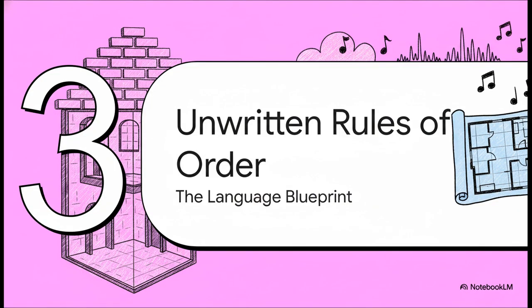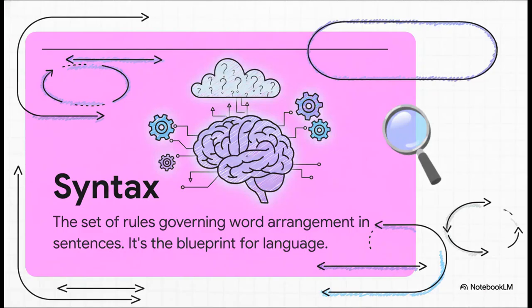So now we've got our bricks, and we have our rooms, sounds and chunks of meaning. But a random jumble of rooms doesn't make a house. You need a plan. You need a blueprint that tells you how everything fits together. Well, in language, that blueprint is called syntax. It's this set of invisible rules, this grammar that's hardwired into your brain that tells you how to arrange words so they make sense. And the crazy part is, nobody ever really sat you down and taught you most of these rules. You just know them.